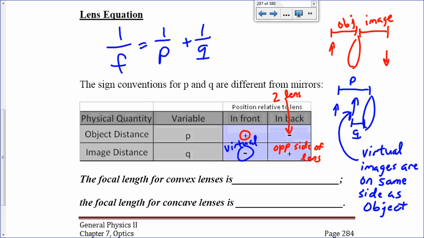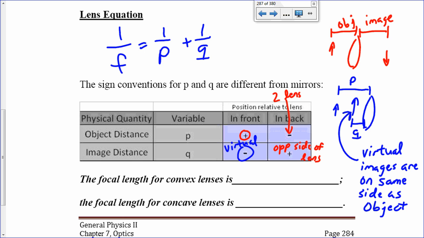Did y'all deal with virtual objects in lab? I recall it depends how you spaced your lenses, really. If you spaced your lenses really close together when you did that experiment. Oh, yeah. You put them really close together, so you had to have a negative P. Okay. We'll work through an example of that.